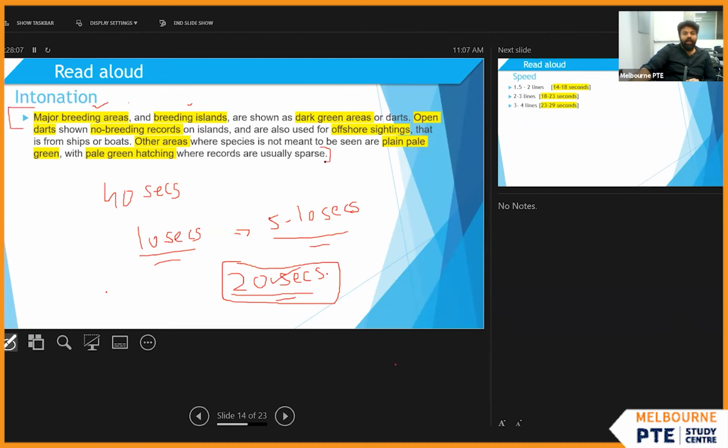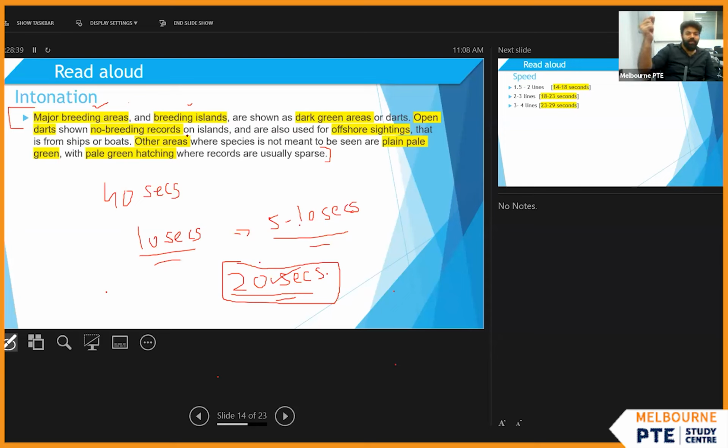So the ideal speed you can say for this passage would be that you say it as: Major breeding areas and breeding islands are shown as dark green areas or dots. Open dots show no breeding records on islands and are also used for offshore sightings, that is from ships or boats. Other areas where species is not meant to be seen are plain pale green, with pale green hatching where records are usually sparse. Okay, so you see wherever I had commas, how did I say it?